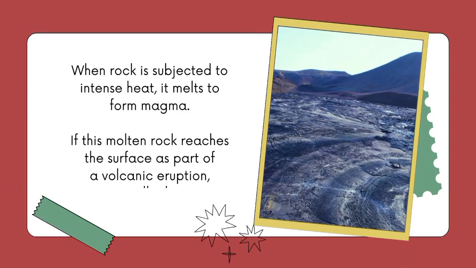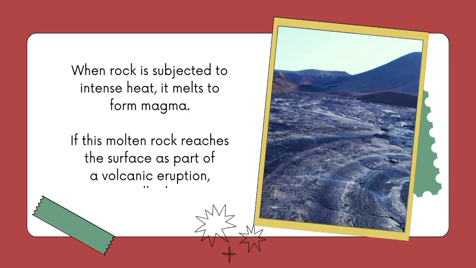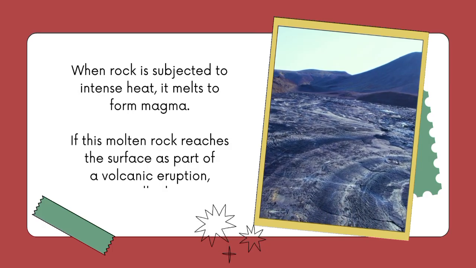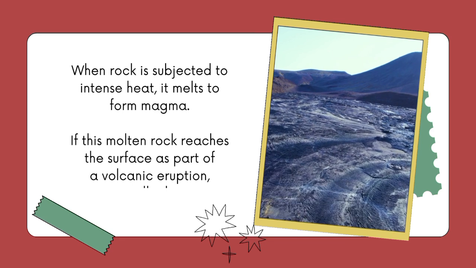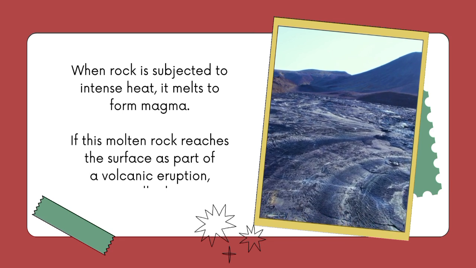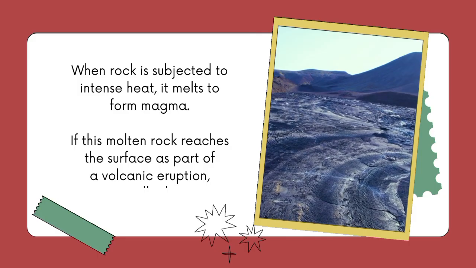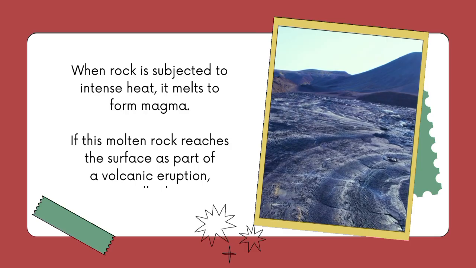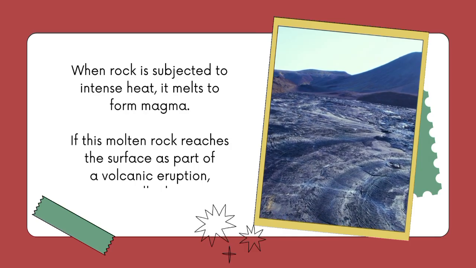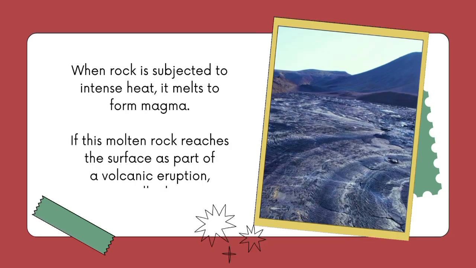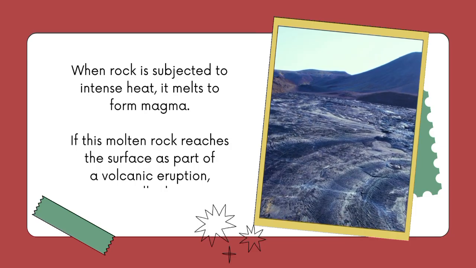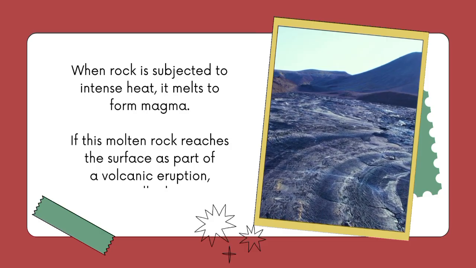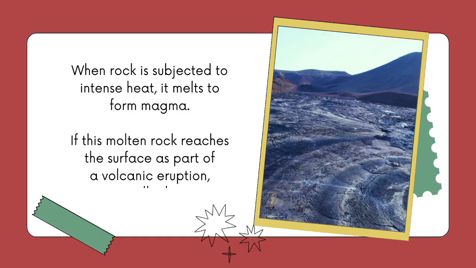When rock is subjected to intense heat, it melts to form magma. If this molten rock reaches the surface as part of a volcanic eruption, it is called lava. First, magma. When we say magma, it is a hot molten rock that comes from deep within the earth. And when we say lava, it is the magma that forces its way to the earth's surface. And when this magma cools, it forms what we call the igneous rock.